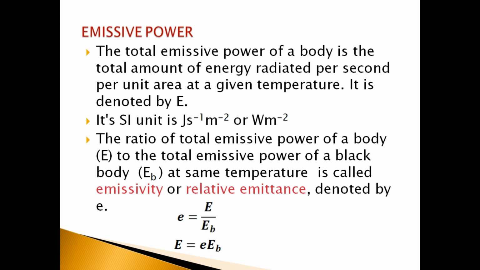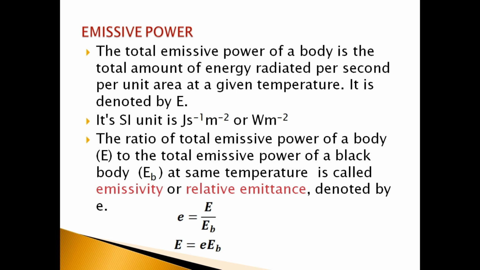Emissive power. The total emissive power of a body is the total amount of energy radiated per second per unit area at a given temperature. It is denoted by capital E. Its SI unit is joule second inverse per meter square or watt per meter square. The ratio of total emissive power of a body E to the total emissive power of a black body EB at the same temperature is called emissivity or relative emittance. It is denoted by small e.